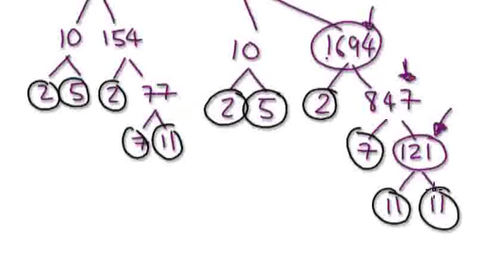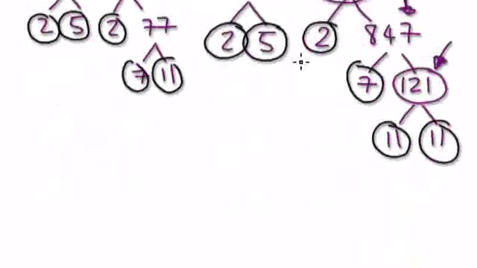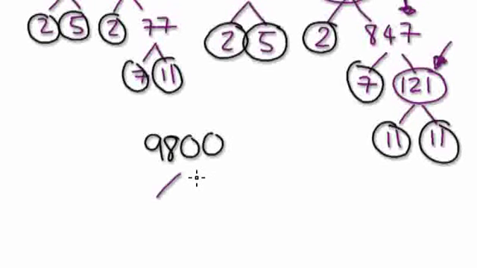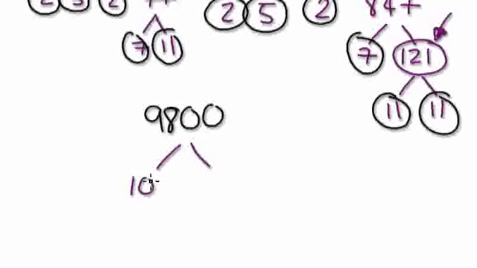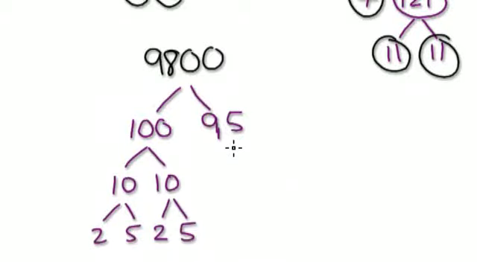Okay, so now we need to do the last one. The last one is this one here, 9800. So let's try and break this up. Here, actually, we can break this up as 100 times 98. Well, 10 times 10 is 100. So I can break this up, and then I can break up this 10 here as a 2 times a 5, and this other 10 as a 2 times a 5. This one here, 98, I'm going to break up as 2 times 49.